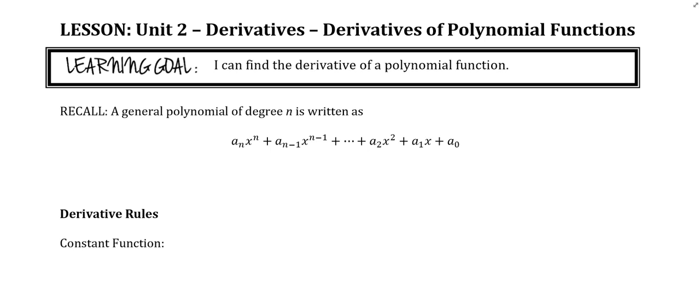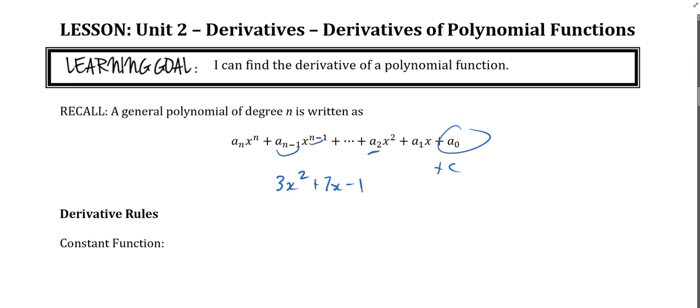So a to the n is the leading coefficient, and then x to the n, and then x to the n minus 1, and so on, however many terms you have, and then the coefficient of the second last term, and then the constant at the end. So A0, or sometimes we use C for constant. An example of that would be 3x squared plus 7x minus 1, right? So polynomial, that's all we're talking about, but it could be any number of terms.